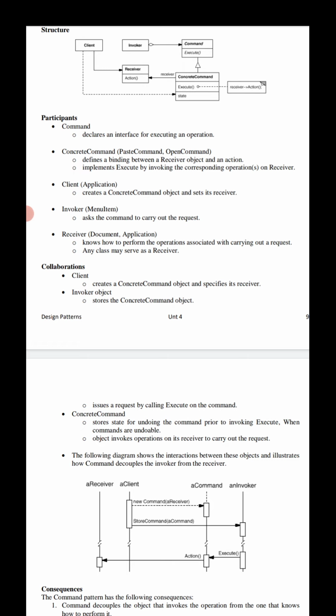And coming to the client, it creates a concrete command object and sets its receiver. And the invoker, for example a menu item, asks the command to carry out the request. And coming to the receiver, for example a document or application, it knows how to perform the operations associated with carrying out a request. Any class may serve as a receiver.